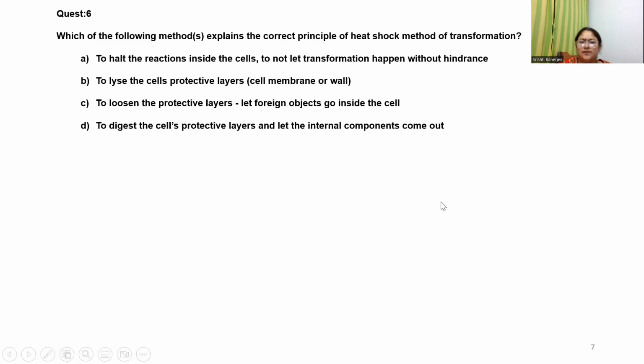Okay. So it's C from all. Now just tell me why not D? So we are actually compromising the cell's protective layer by making small pores in it, and that can lead to the internal components coming out of it. So why not D and why C?